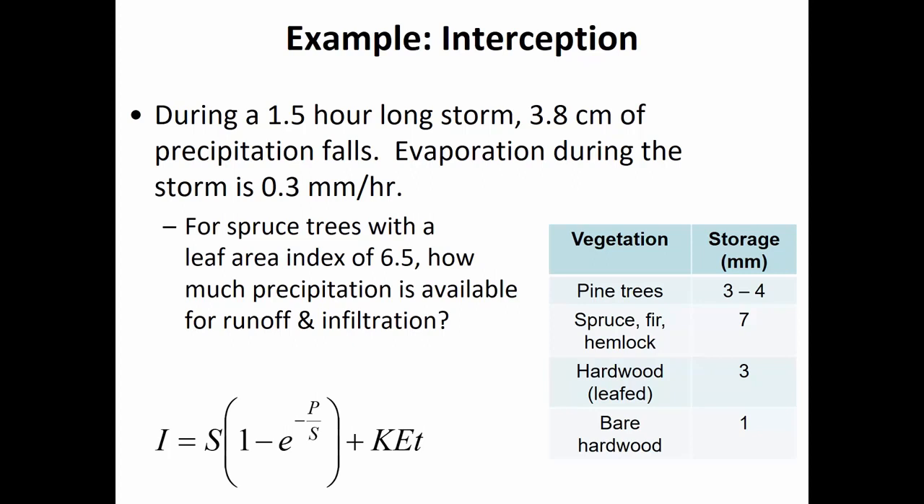And so the precipitation amount was 38 millimeters. So the runoff and infiltration is 28.11 millimeters. So it's just going to be the difference between the precipitation that occurred and then the interception by the tree. So we'd call that the rainfall excess. So the 28.11, another word for that is rainfall excess.